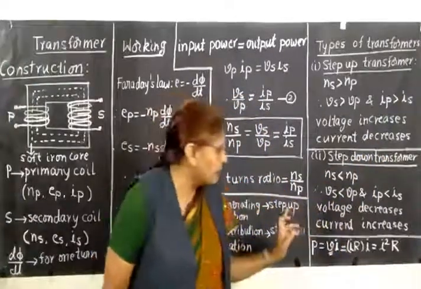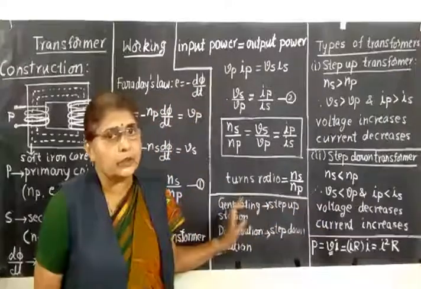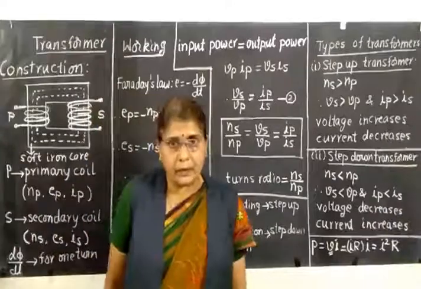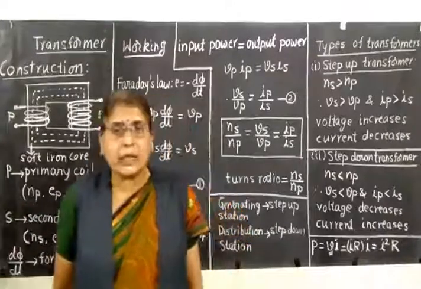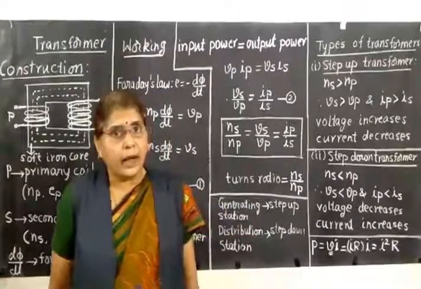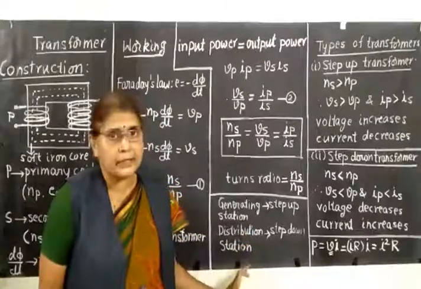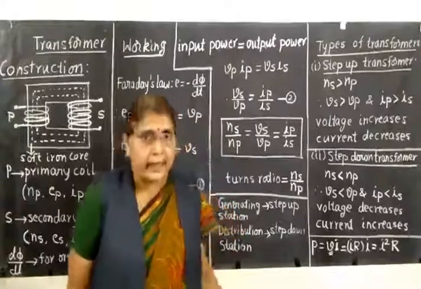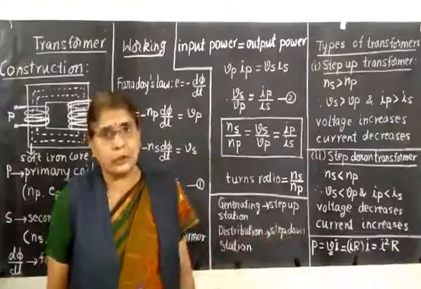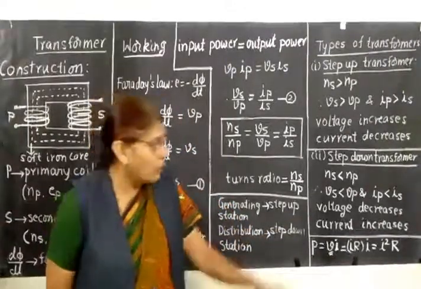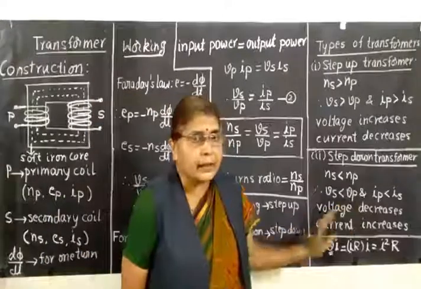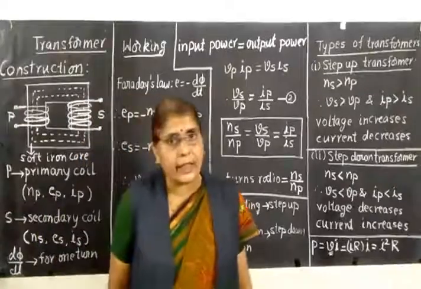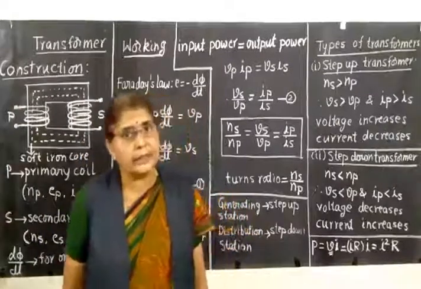That is why a step up transformer is used at the generating station, and this step up voltage is passed through the transmission lines and reaches the distribution station. So what happens at the distribution station? There a step down transformer is used. The meaning is, the voltage will be decreased by this step down transformer. So this low voltage is given to the houses and industries.